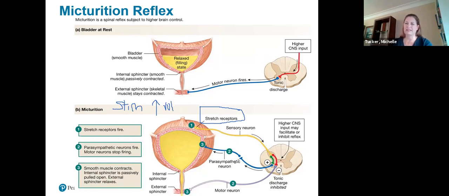I can't find a diagram I really like. The first one's too busy. This one doesn't include the sympathetic. And then also stimulating the motor neuron to open the external sphincter.